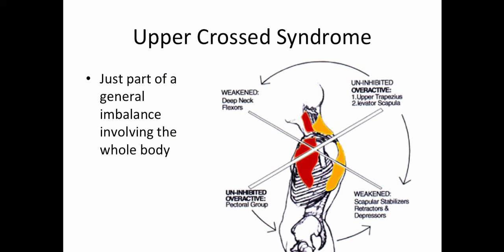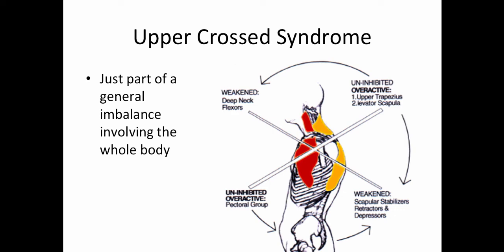So I want to talk to you about upper cross syndrome. This is a syndrome that was initially defined by Janda, and it's basically talking about this muscle imbalance that creates a forward head posture. Janda would see a lot of this posture, and he wanted to identify why. Why do people have this posture? And he said basically it's just part of a general imbalance that involves the whole body.